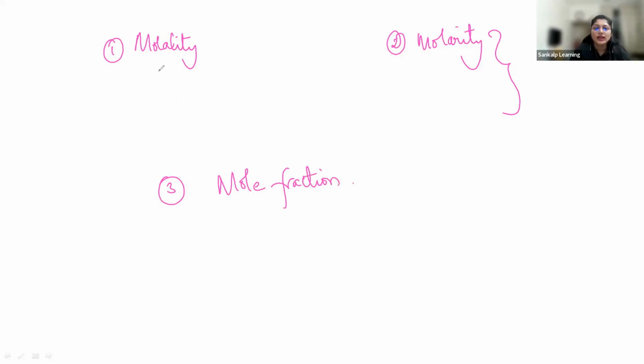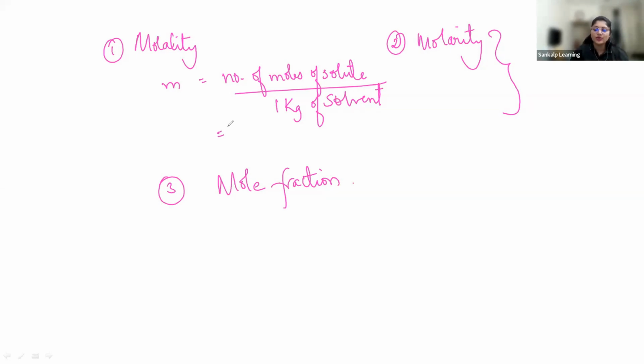Okay, so molality is denoted by small m. It is the number of moles of solute dissolved in 1 kg of solvent. Now, number of moles is represented by small n. Number of moles is equal to the amount of substance taken upon the molecular mass. So small n upon capital M.